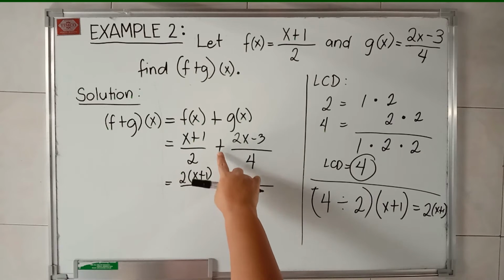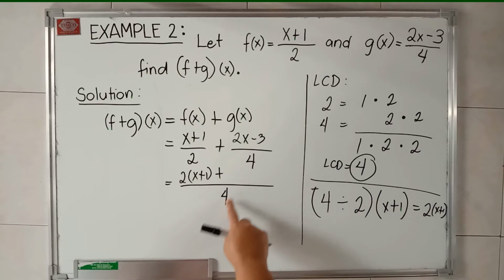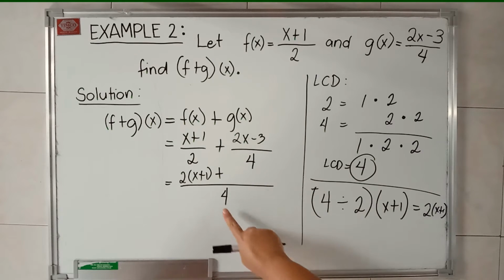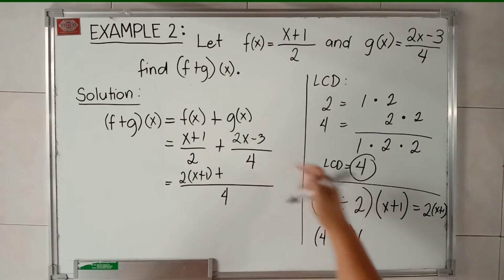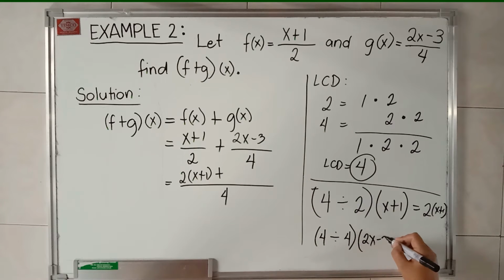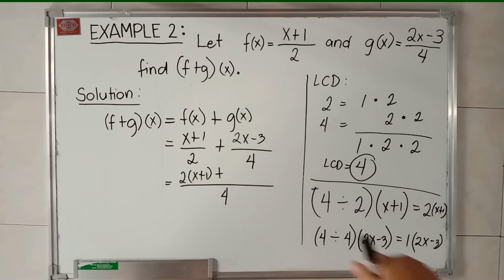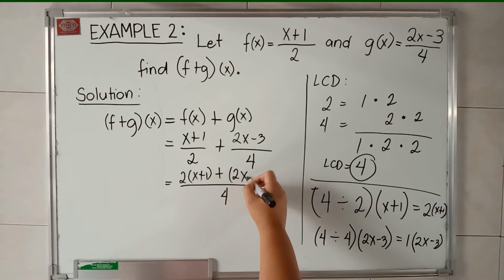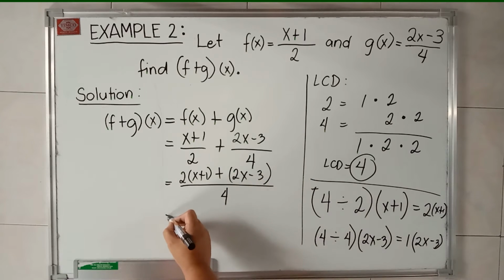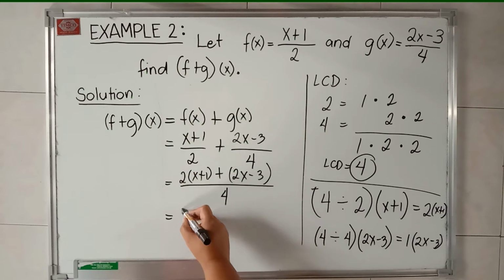2 times x plus 1 plus, so next term na tayo, 4 divided by 4 times 2x minus 3. So 4 divided by 4 times 2x minus 3 to get our second term. So 4 divided by 4 is 1 times 2x minus 3. So in our second term, we will not write 1. We will just write 2x minus 3, because it is automatic that it has a 1. And by multiplying the 1, of course, the answer will be 2x minus 3.